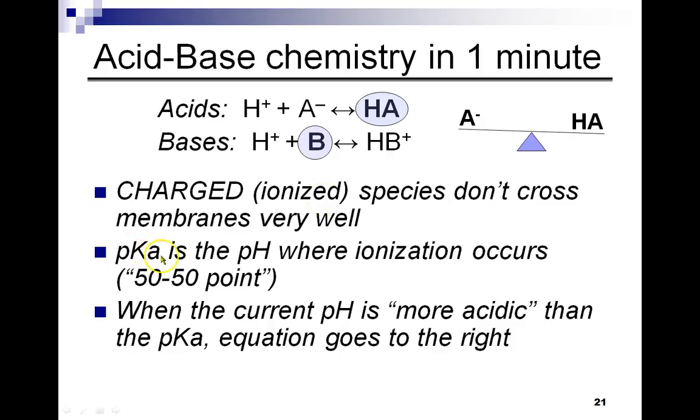And then we come to the pKa. Very simply, the pKa is the pH where ionization occurs. It's the 50-50 point. It's the point where half of the drug is ionized and half of it is not.